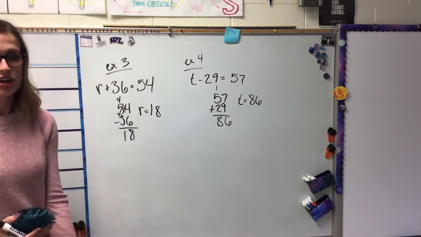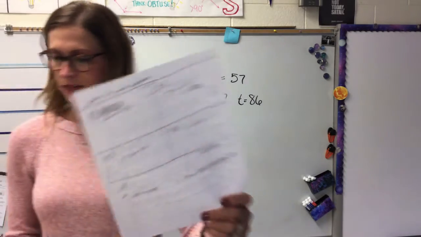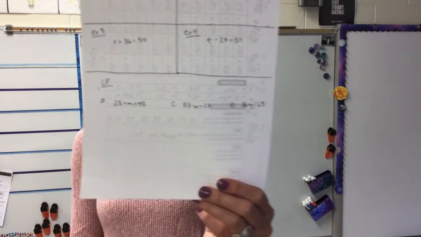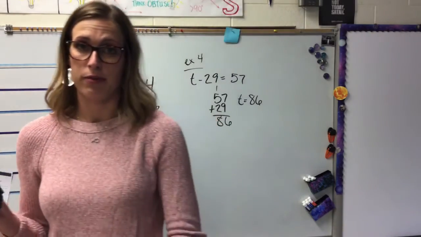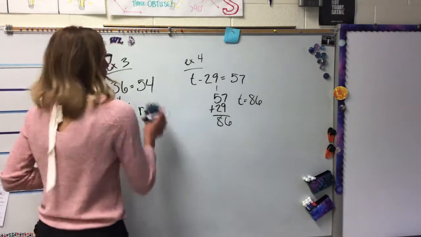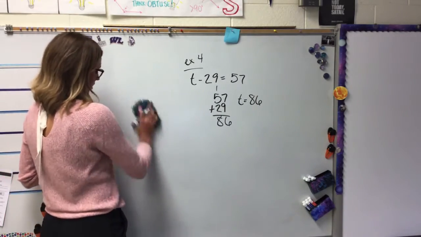Go ahead and get started on your lesson practice. I wrote them there for you. We're not doing all of them. We're going to do A, C, and E. So just the 3 I wrote on your paper for you. Get going on your paper, and then I'll get them up here on my board.